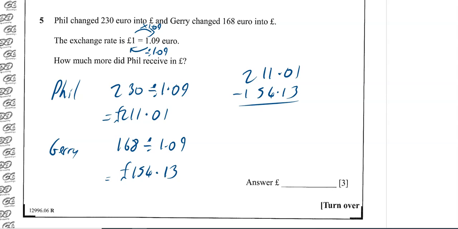211.01 minus 154.13, and that gets me 56.88. So that's £56.88.